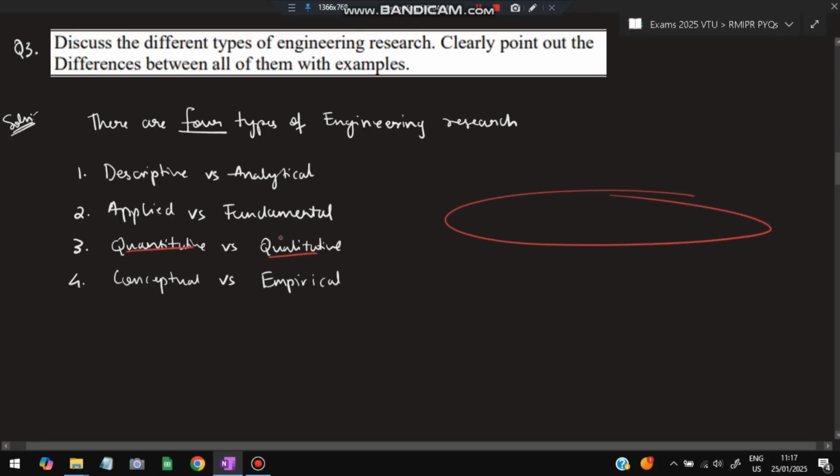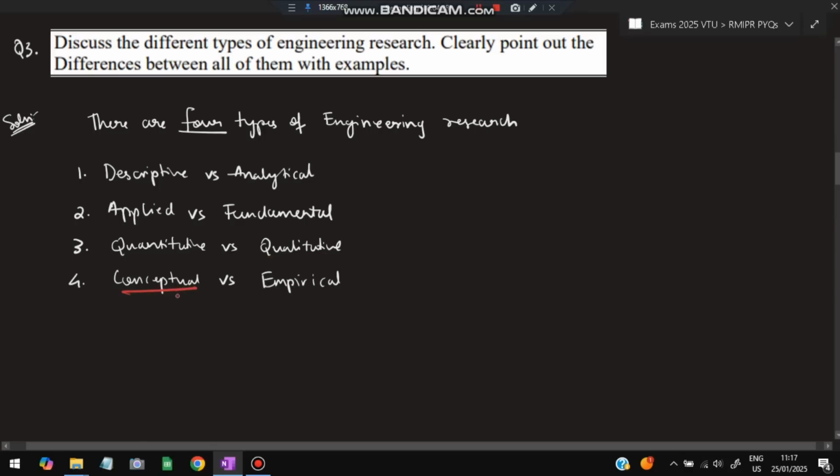Qualitative means we are understanding the properties of the bridge, the properties of the material used to make that bridge. How can we improve the quality? That is not related to quantitative. We are trying to understand the mechanism of that bridge, the working, the structure, and we are interviewing the engineers to understand what better can be done. That is qualitative.